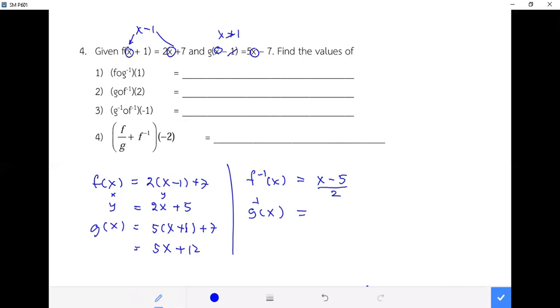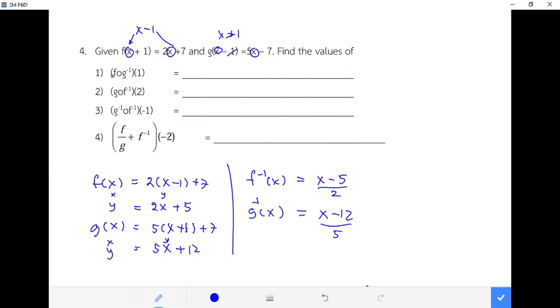Finish now. Like g of x, a g inverse of x, you swap it, right? You swap this. This is y equal to 5x plus 12. Swap x and y, x to y and y to x, and you should get y equal to x minus 12 divided by 5. Yeah, finish now.